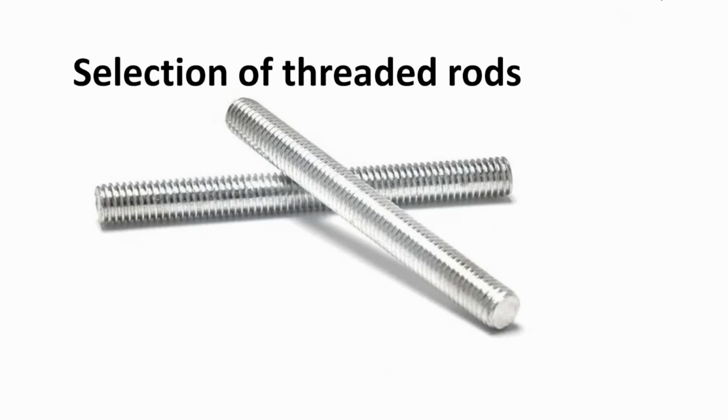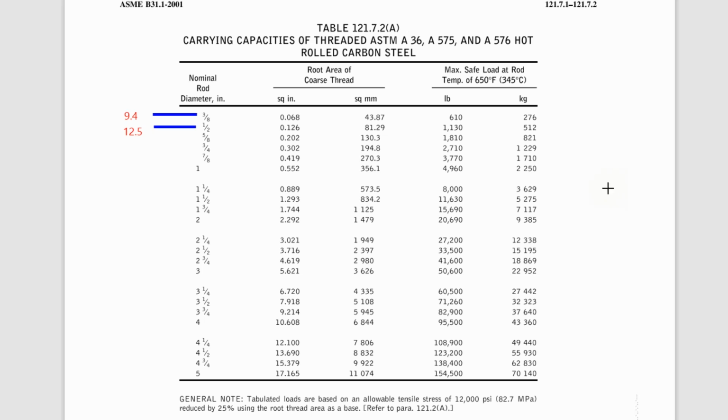Selection of threaded rods. To select the hanger or threaded rod for duct support, you can use this table from ASME B31.1. In this table, the first column is for rod nominal diameter, and if you want to select the corresponding weight in kilogram, then you can select from the last column. For a threaded rod of diameter 3/8 inch or 9.4 millimeter, the corresponding maximum load value is 276 kilogram, and for a rod of diameter half inch or 12.5 millimeter, the maximum recommended load is 512 kilogram. So from the first column you can select the rod diameter, and from the last column you can select the corresponding maximum load in kilogram.